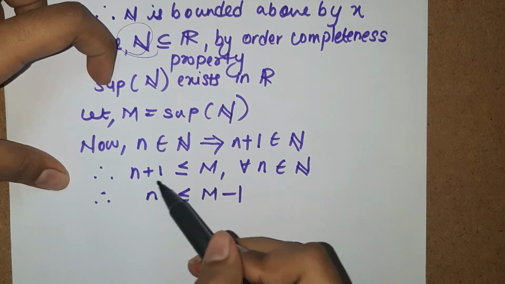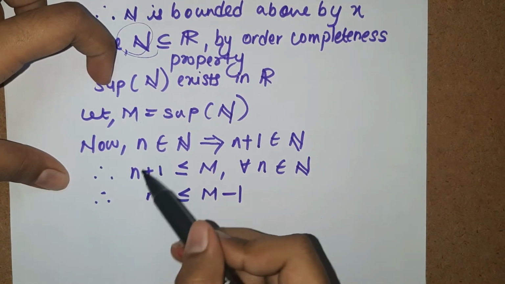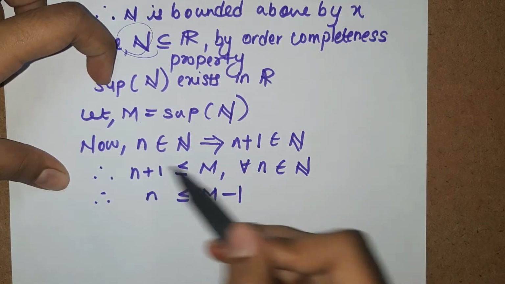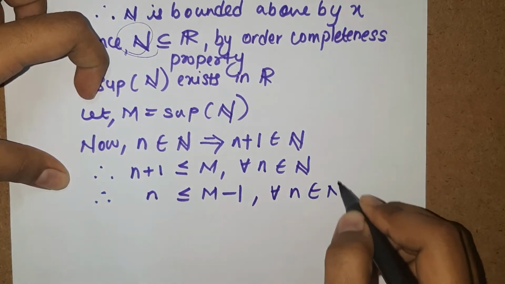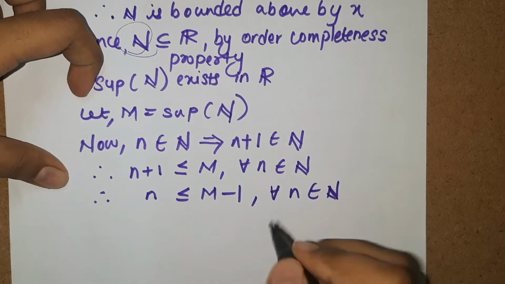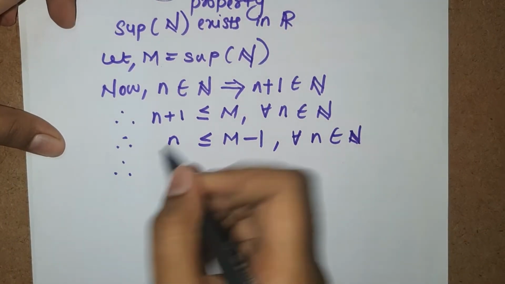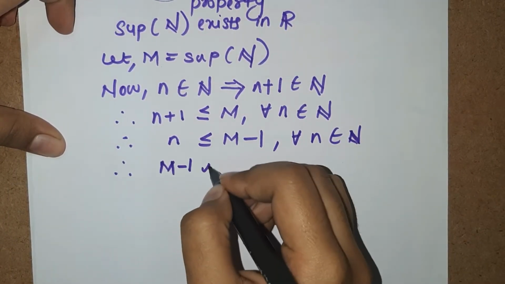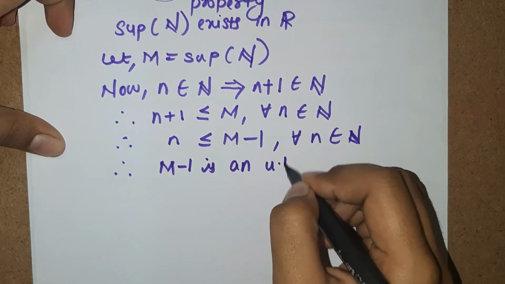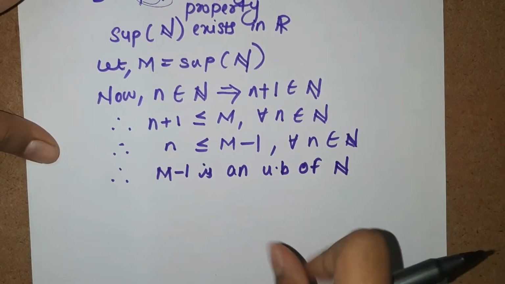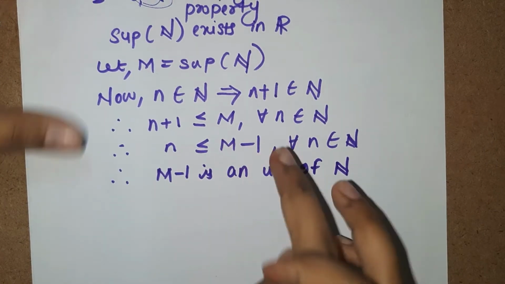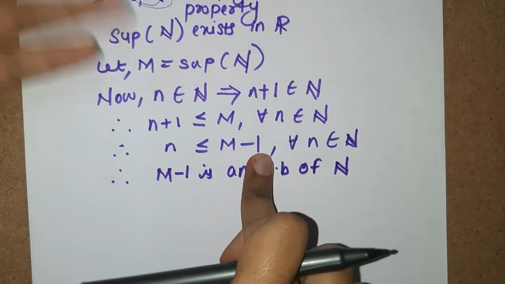What we did here is nothing but we shifted this plus 1 here. It became minus 1. That's it. For all values of n belonging to the natural numbers. Therefore, m minus 1 is an upper bound of n. See, what happened here is that the 1 shifted over, and it became minus 1.